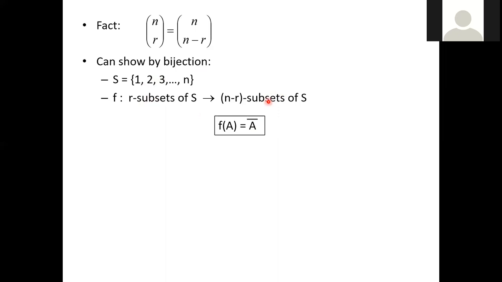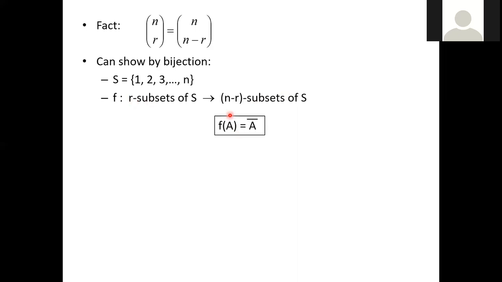Now, is it a bijection? Okay. So could I have a collision in this function? Can two different subsets have the same complement? Okay, you can see this immediately, no, right? If the subsets were different, their complements cannot be the same, right? All right, so it doesn't have collisions. But is it onto? Is every N minus R element subset an image of this function from some R element subset?